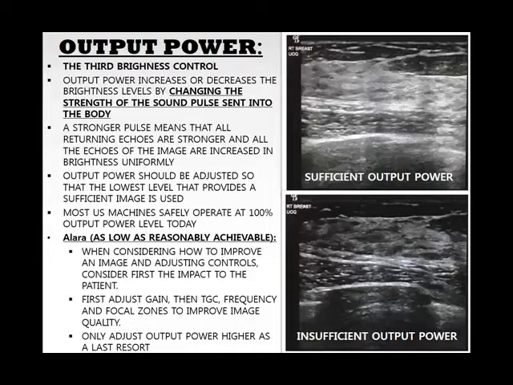But we always want to think about the principle ALARA. ALARA is our safety principle in ultrasound: as low as reasonably achievable. So when we're adjusting controls on an ultrasound machine, we want to first consider the impact on the patient. So we want to use controls first that, like gain and TGC and frequency and focal zones, don't affect the strength of the pulses going into the body, and only adjust output power as a last resort. Most ultrasound machines today safely operate at 100% output power level, so most of the time we can operate at that level and be okay. With the exception of possibly fetal imaging. We're really more careful with this when we get into that.